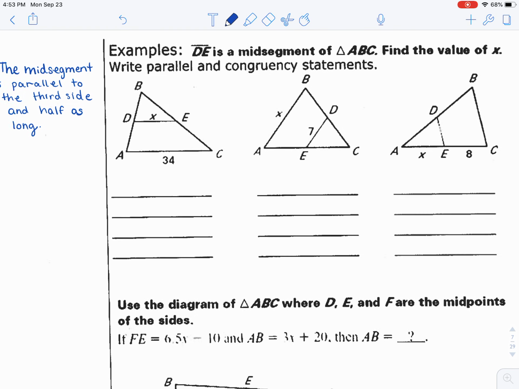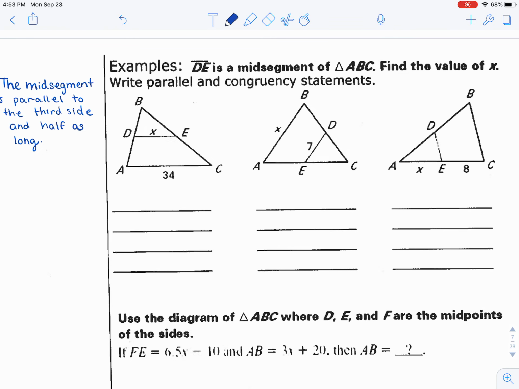We're told for the three examples right here that DE is midsegment of triangle ABC. We have to find the value of x using the midsegment theorem. So, once we find the value of x, we also need to write the parallel and congruency statements. We're not going to do it in that order, but we'll write parallel and congruency statements.